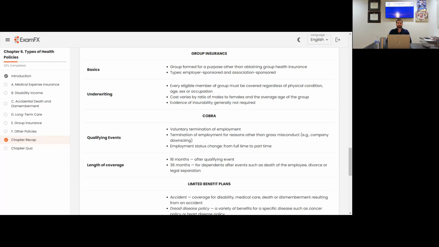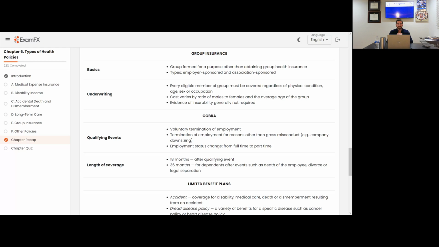Group health insurance. So the basics: the group is formed for a purpose other than obtaining group health insurance. Typically, it's going to be employer sponsored, but you can also have association sponsors. Again, the employer is really going to want to do this, but sometimes it can be an association, maybe like the Lions Club or the parents association at the school or whatever. You can get some kind of association that also leverages each other's health to get that group health rating, so that there's a benefit there, but more often than not, it's going to be an employer sponsored plan.